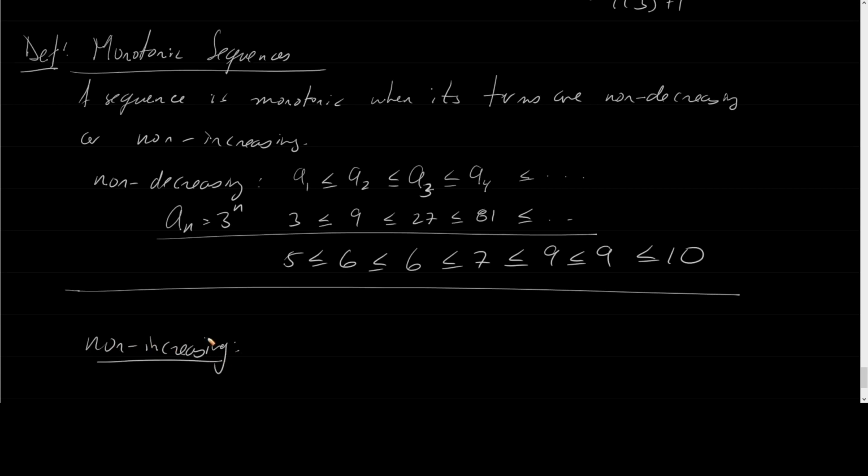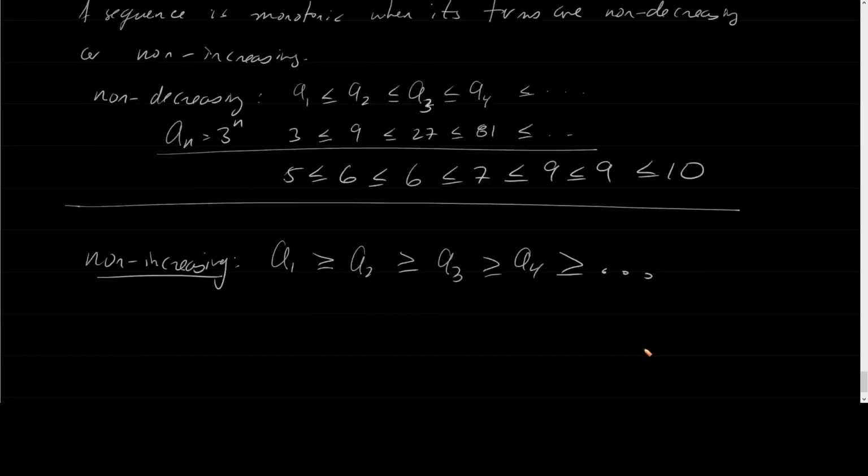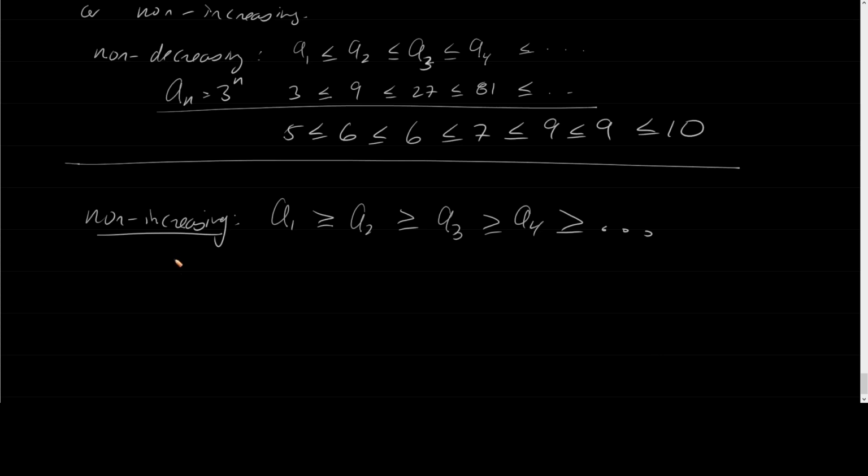Well, it's the same exact idea, just going the other way, right? So a sub 1 is going to be bigger than or equal to a sub 2, which is greater than or equal to a sub 3, so on and so forth. All right, so we can have something like, let's do a sub n being 1 over n, right? So 1 over 1, 1, that's bigger than 1/2, which is bigger than 1/3, which is bigger than 1/4, which is bigger than 1/5, so on and so forth, right? So that would be a non-increasing sequence.